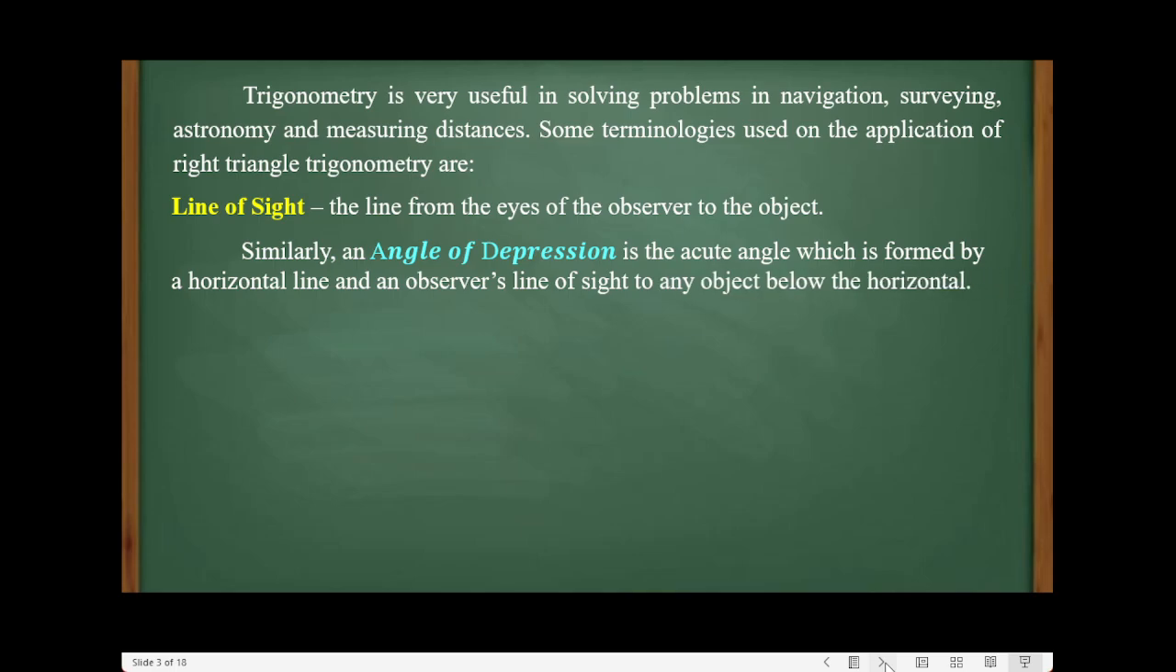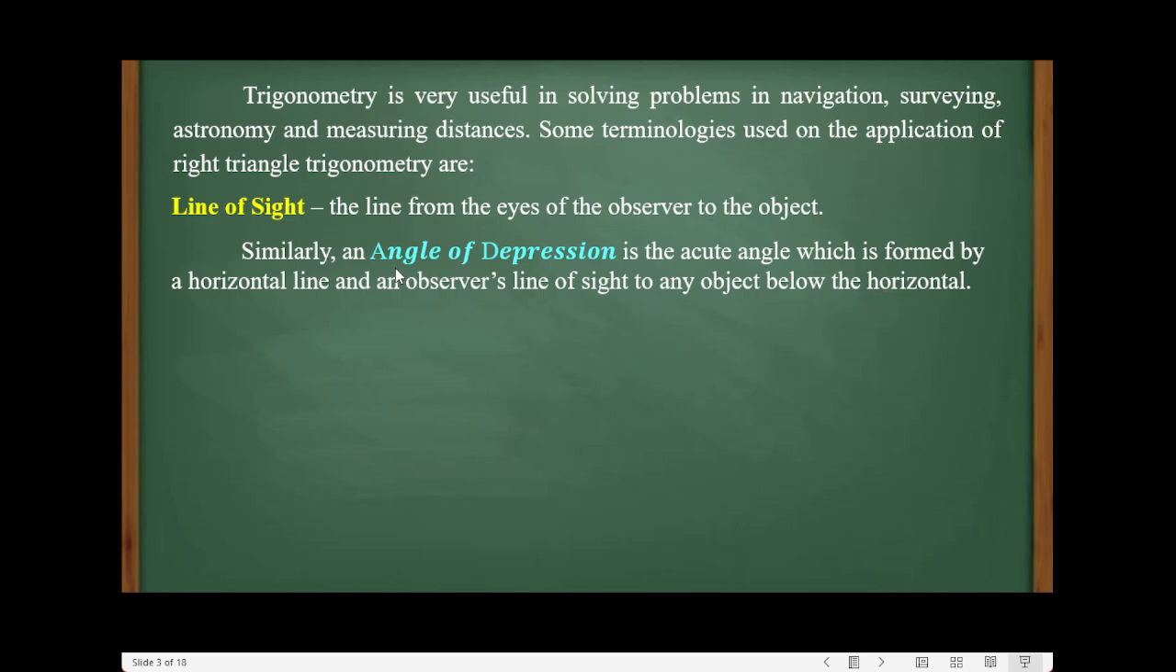Similarly, if we have the angle of elevation, we also have this angle, which is the angle of depression, defined as the acute angle which is formed by the horizontal line and an observer's line of sight. This time, the object being observed is below the horizontal.